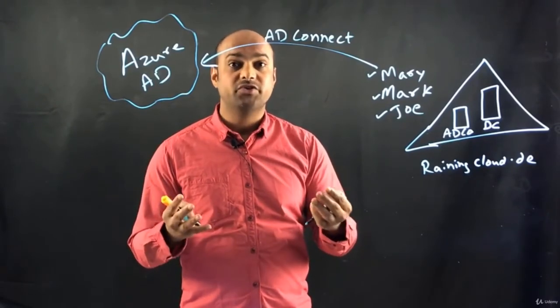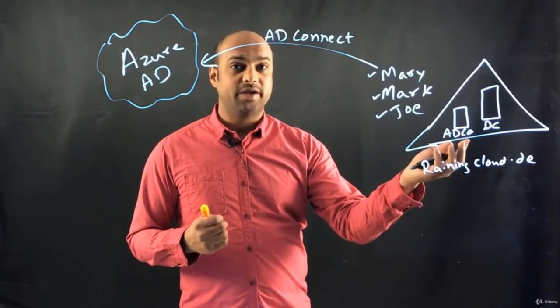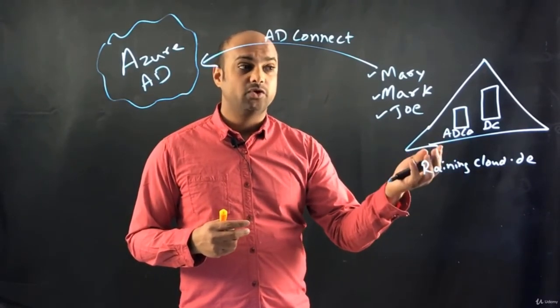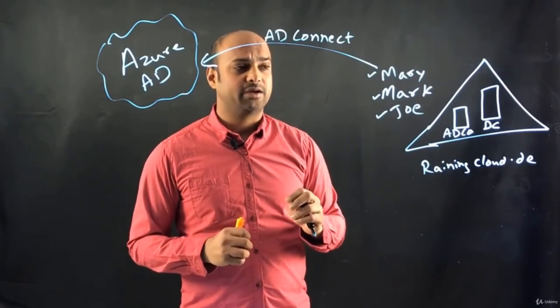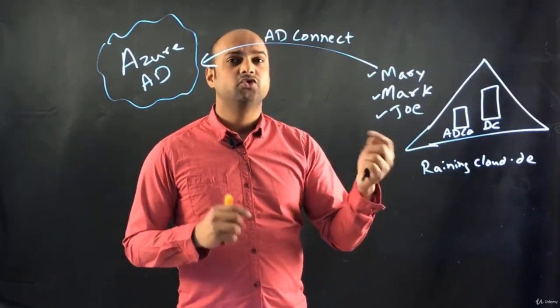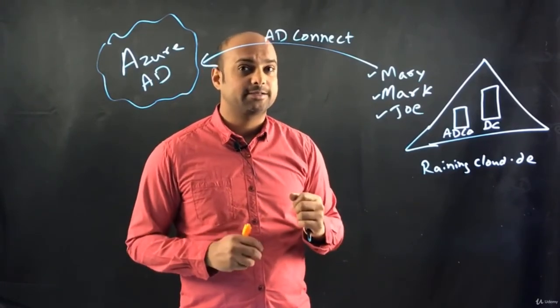You can also use PowerShell to push that synchronization. So let's say you got an object created in Active Directory and you want to sync the object right now, then you can run that PowerShell command or launch the AD Connect tool to run that manual synchronization. But by default, it is 30 minutes.